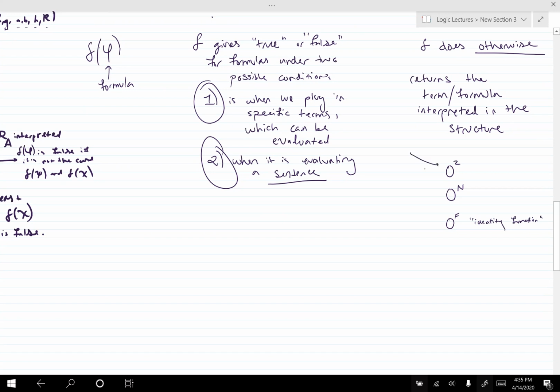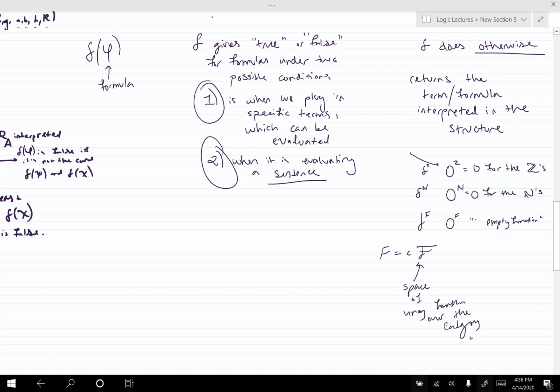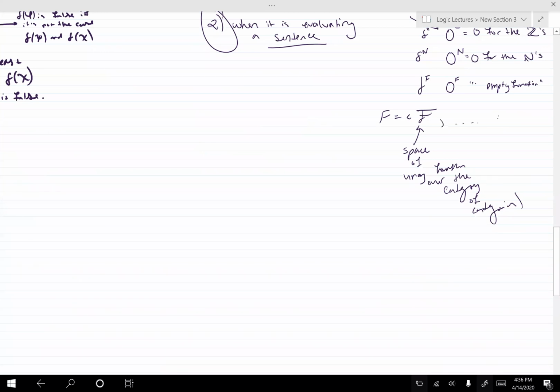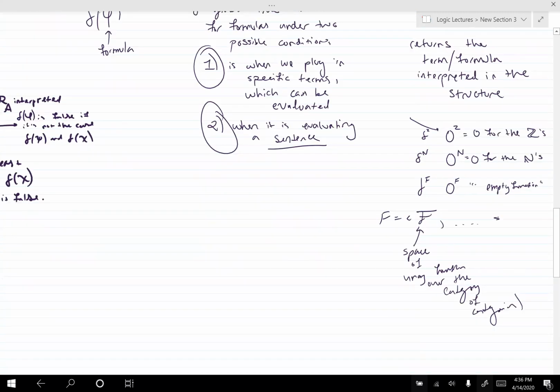Delta says, okay, over the integers, we have 0 for the integers. That's not how you write integers, I know. For the natural numbers, 0 for, or how about this? Let's just say empty function. It returns the empty set. And I'll go ahead and define the space of unary functions over the category of categories. I don't know, whatever. The underlying set itself is a collection of functions, because you can have that. And then delta for this structure will say, okay, my constant is different in this structure. It's different than in other structures. Okay.